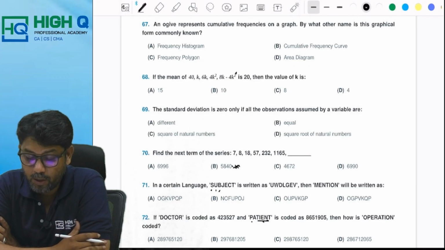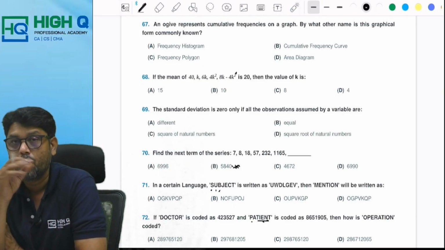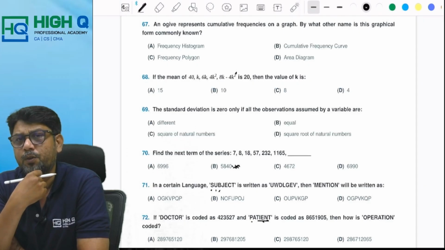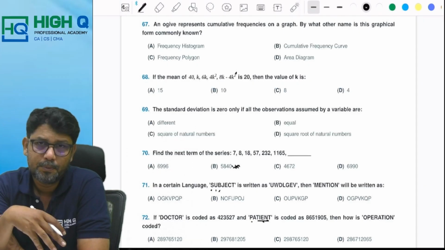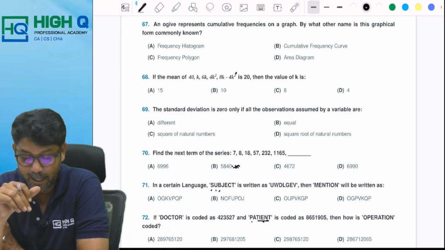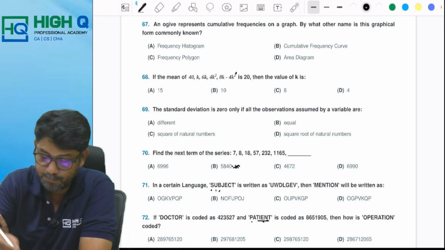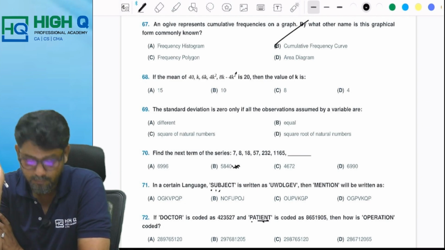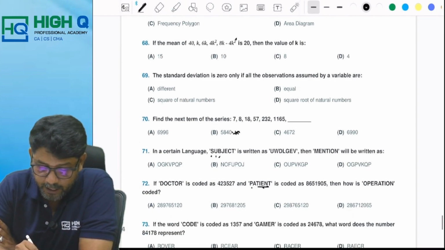An ogive represents cumulative frequencies on a graph. By what other name is the graph commonly known? Listen here, my dear. Ogive. Some people may pronounce it differently, but pronunciation doesn't matter, my dear. What is the other name of ogive? Simply cumulative frequency curve. That's it.